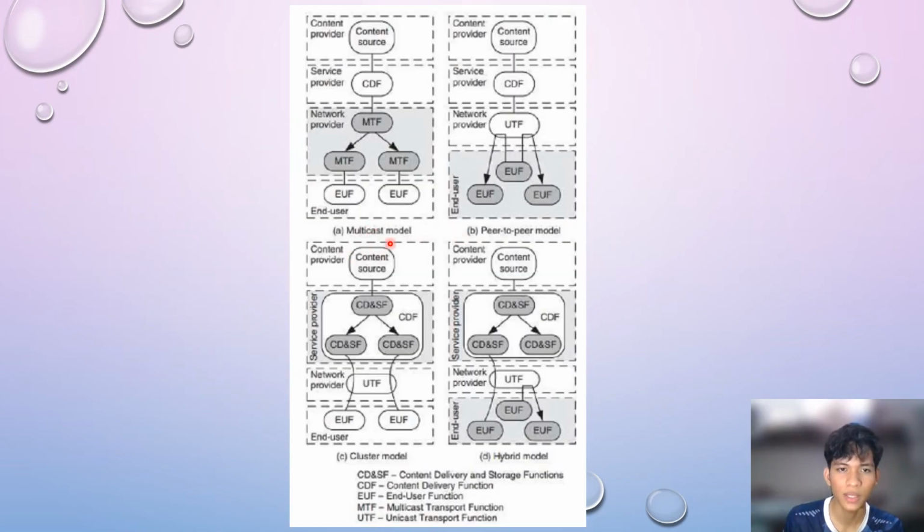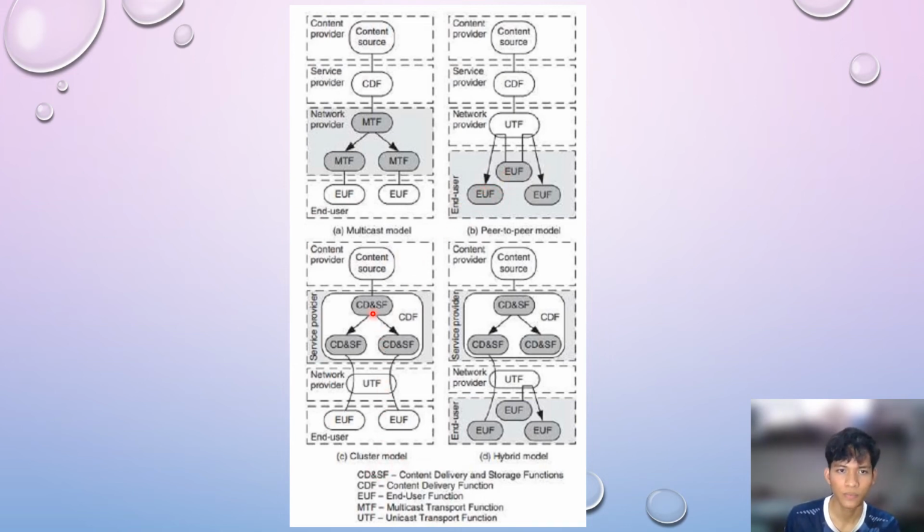This is the architecture of the multicast model. In the multicast model, there are content provider, service provider, network provider, and end user. From the content provider, there is the content source to CDF to the service provider and to MTF. And MTF is in the network provider, and EUF. EUF is in the end user. Next, for the P2P model, it has the same sections as the multicast model. It goes from the content source to the CDF. For the network provider, the peer-to-peer model uses UTF, and the end user is the same as the multicast model, EUF.